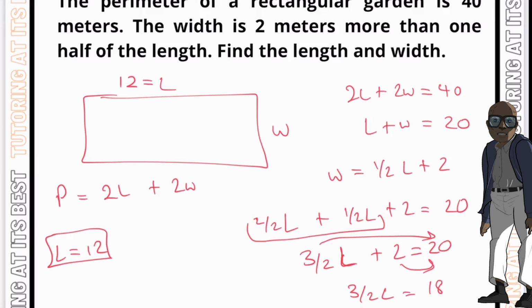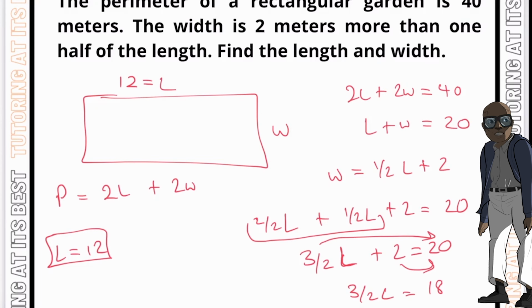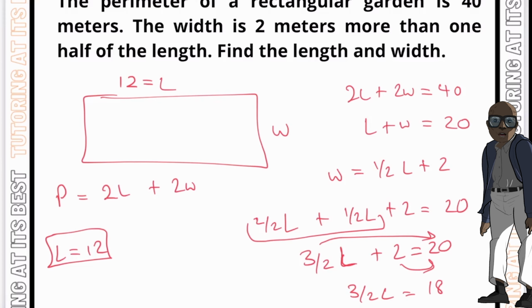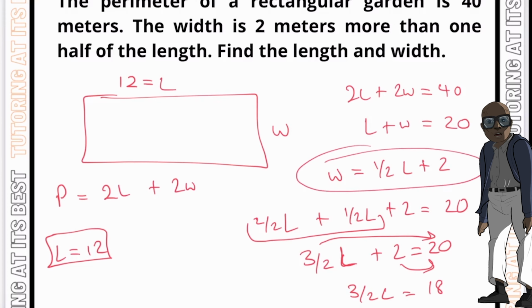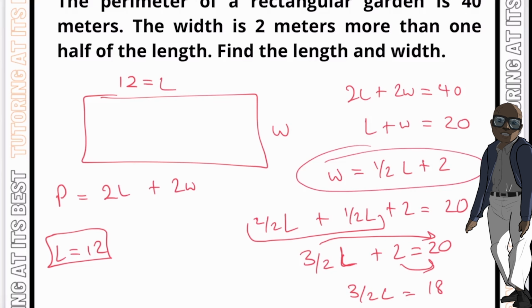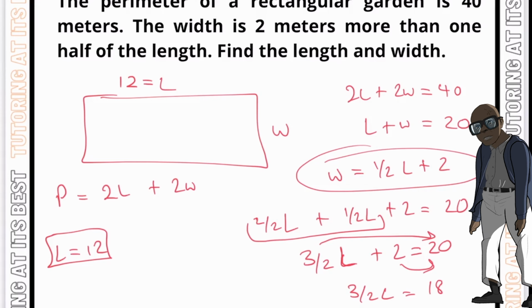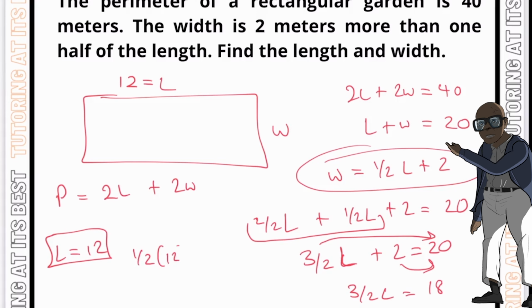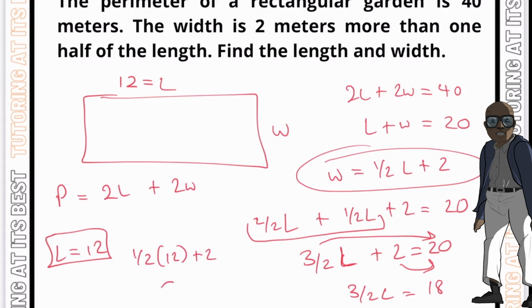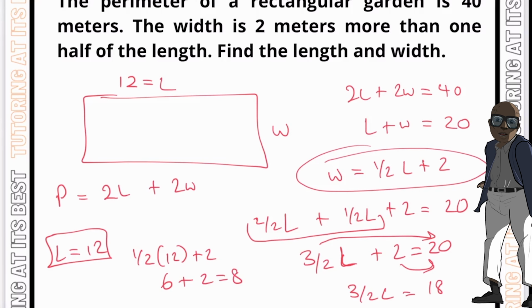Now to find the width, we can use the equation that we derived earlier, which was W equals 1/2 L plus 2. If we substitute 12 as L, we get 1/2 of 12 plus 2, which is 6 plus 2, which gives us 8. So the width of the garden is 8 meters.